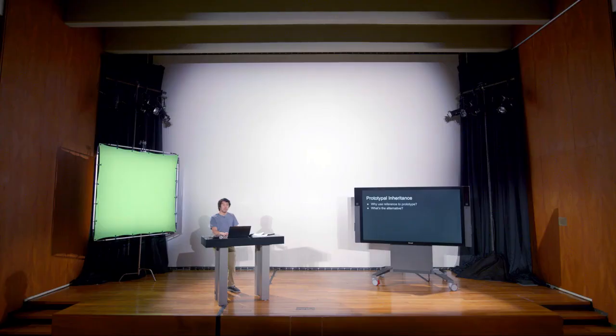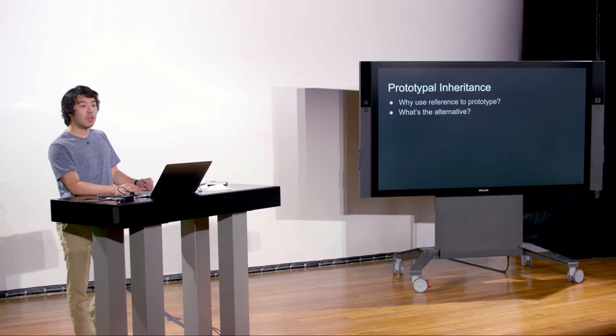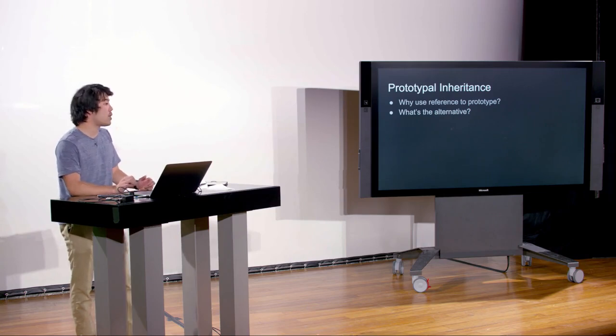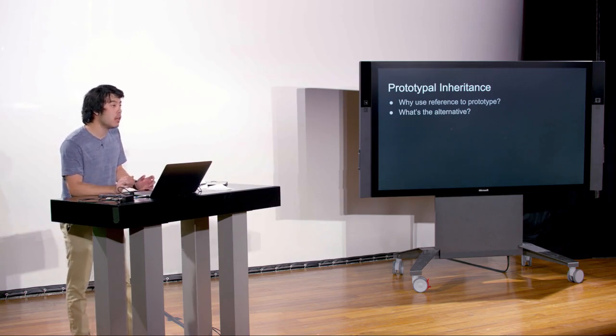Cool. So why would we use a reference to the prototype? And what is the alternative there? Anybody care to give a shot at that? So this is going back a little bit to deep copying versus shallow copying. So maybe if the initial object is massive, and then you just want to do something light after it? Yeah, so if the initial object is massive, what happens then?